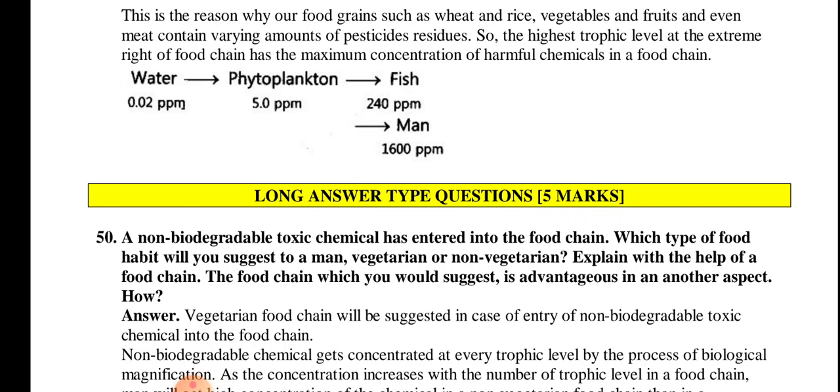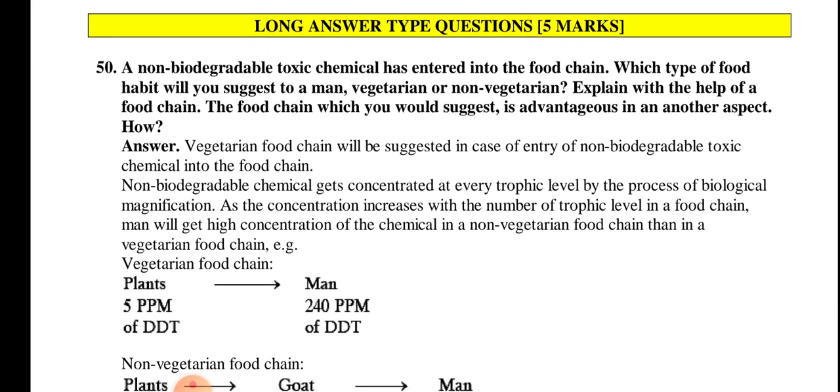Water, phytoplankton, fish 0.2 ppm, 5.0 ppm, 240 ppm, man 1600 ppm.